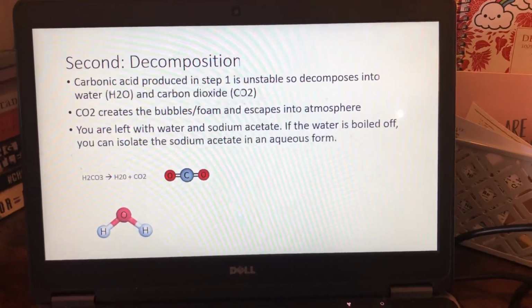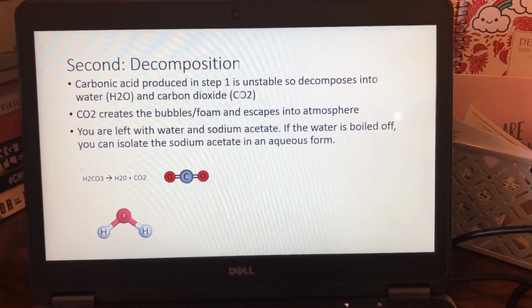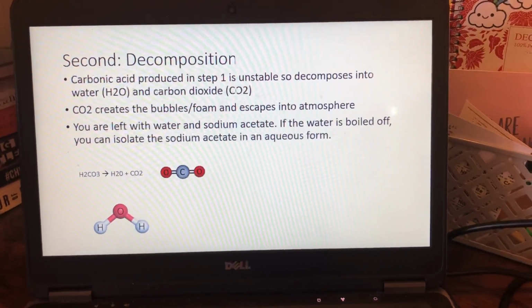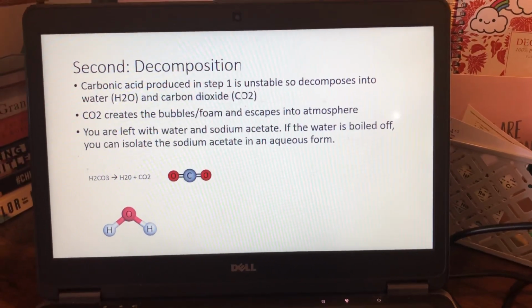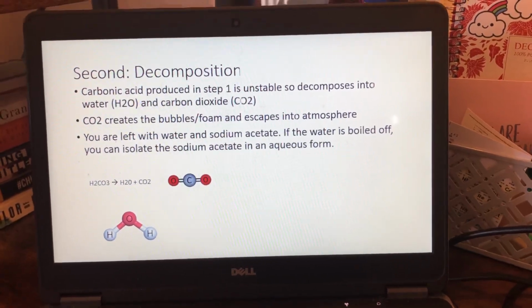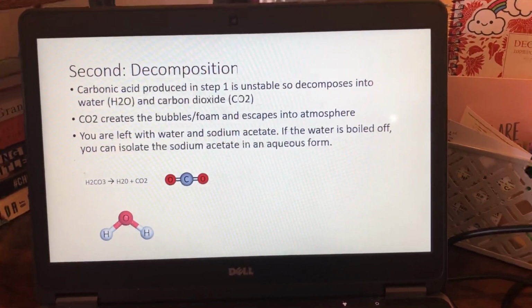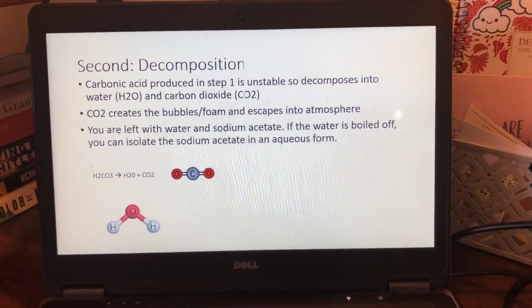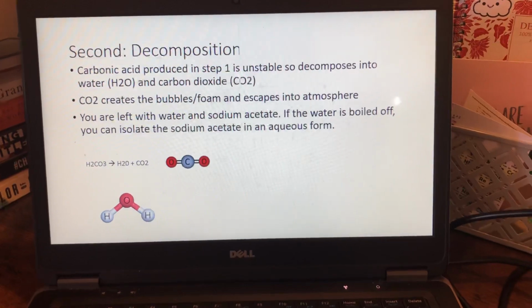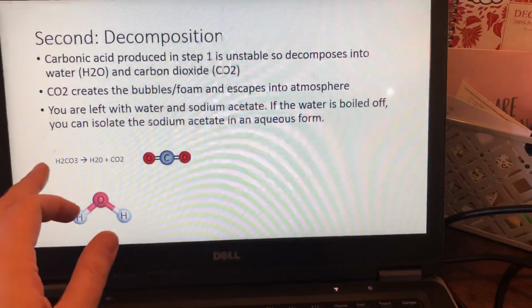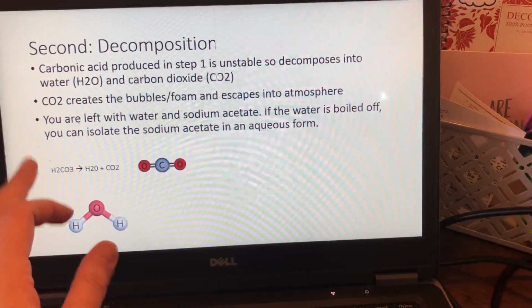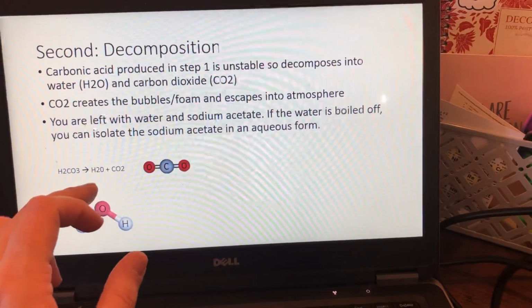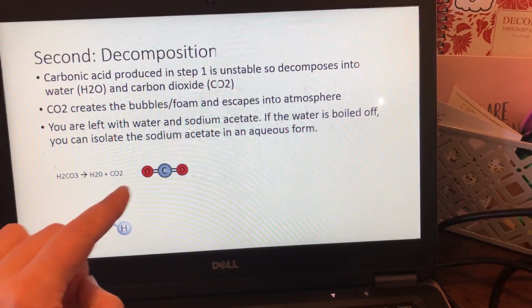As we saw, the carbon dioxide creates the bubbles and the foam, and that then, of course, escapes into the atmosphere. We are then left with water and sodium acetate. If that water were to be boiled off, we would be able to isolate the sodium acetate in an aqueous form. And then this is represented here. So this was our carbonic acid, which was then turned into water, H2O, and carbon dioxide over here.